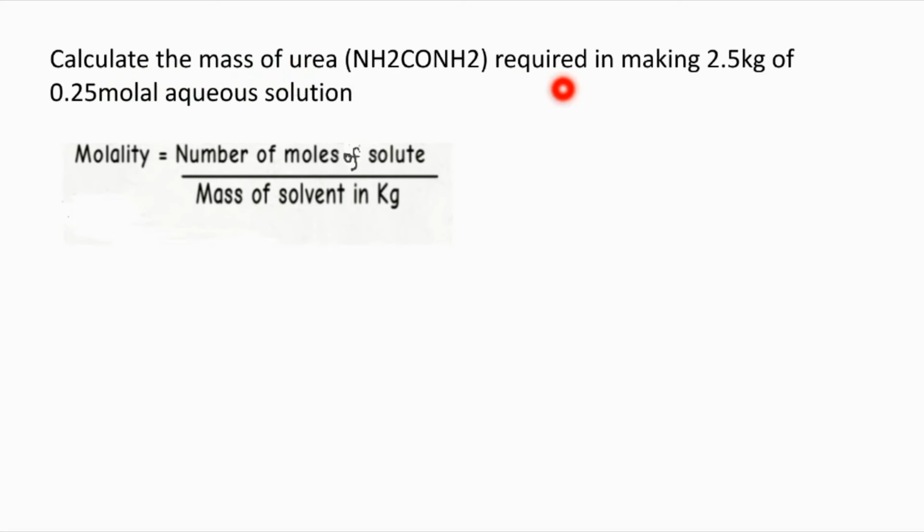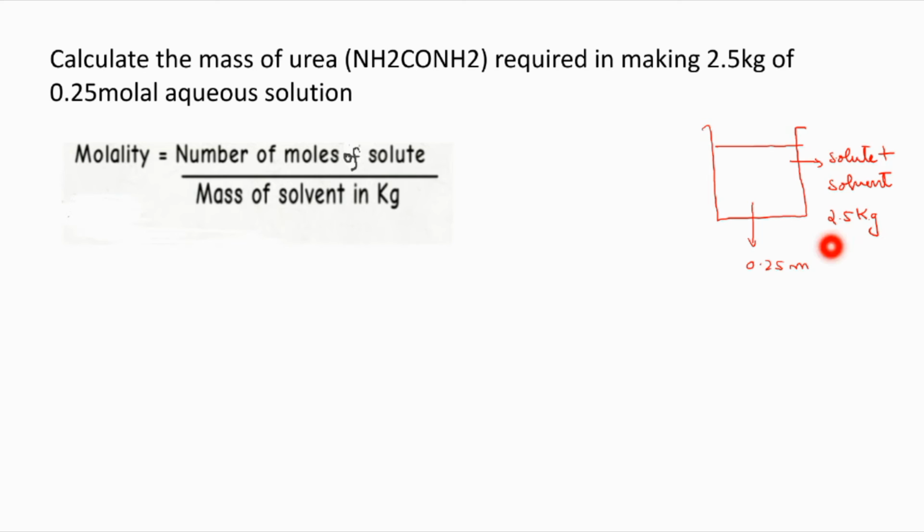Calculate the mass of urea required in making 2.5 kg of 0.25 molal aqueous solution. So what are they telling? Finally, you should have 2.5 kg aqueous solution. That means it will be containing the solute plus solvent. Solute and solvent together will be weighing 2.5 kg. Agreed? And the molality of that solution should be 0.25 molal. To prepare this type of a solution, what will be the mass of urea required?